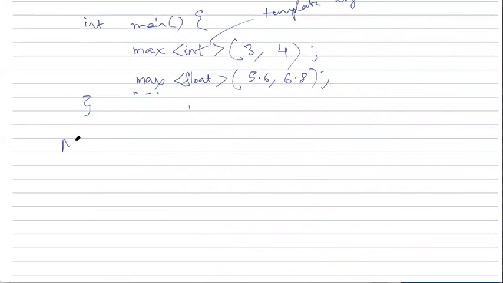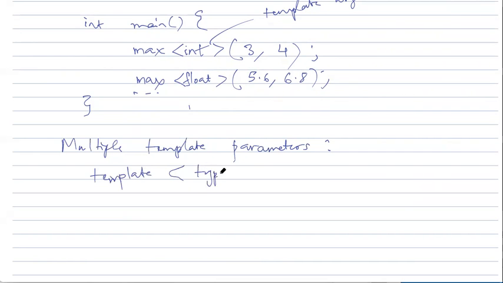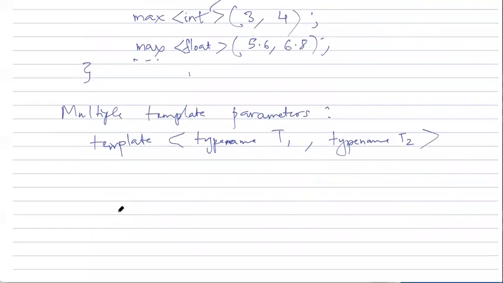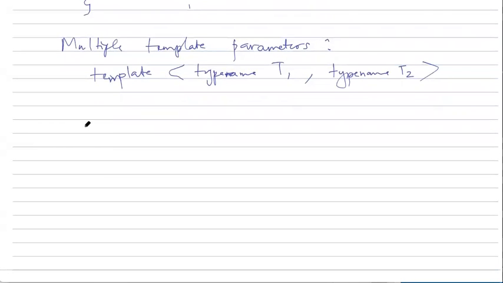Okay. Now, of course, you can have multiple template parameters. You can easily specify something like this: template, and then you can write down typename T1, comma typename T2, and like that, right? You can have more than one template parameter. Okay. All right, so that's hopefully clear. Now let's just quickly look into how a non-type template parameter would look like.